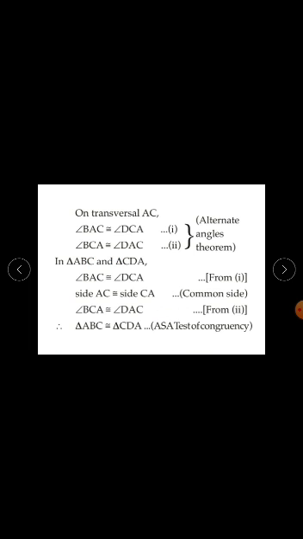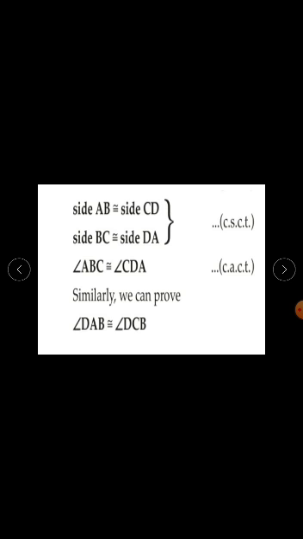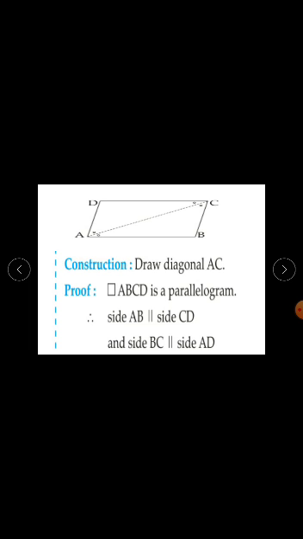So when two triangles are congruent, their corresponding sides and corresponding angles are congruent by CSCT and CACT. Therefore, side AB is congruent to side CD by CSCT. Side BC is congruent to side DA, again reason is CSCT. And angle ABC is congruent to angle CDA, reason is CACT, corresponding angles of congruent triangles.